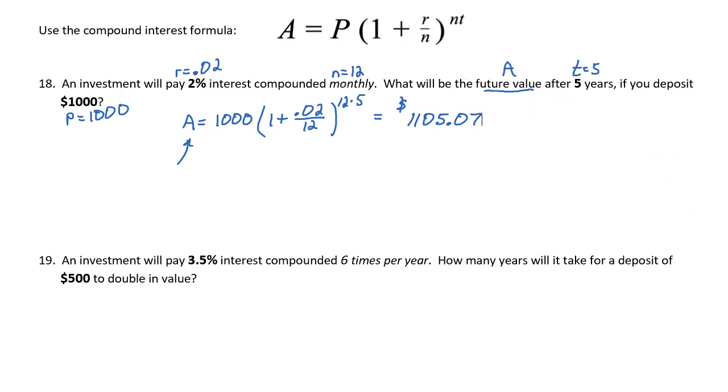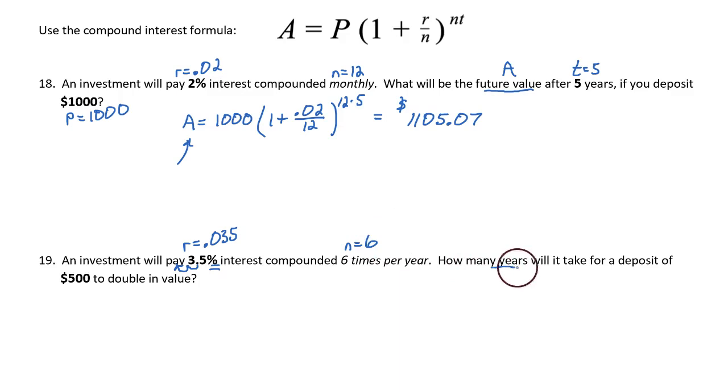Number 19, same formula, but different information. An investment will pay 3.5% interest, so R equals 0.035. You have to be so careful when you're changing percents into their decimal version. Take the dot and go 2 places to the left. Or another way to think of that is divide by 100. Compounded 6 times per year, so N equals 6.